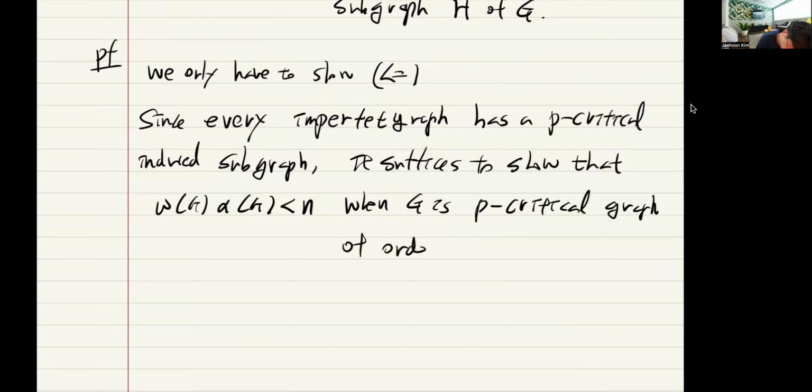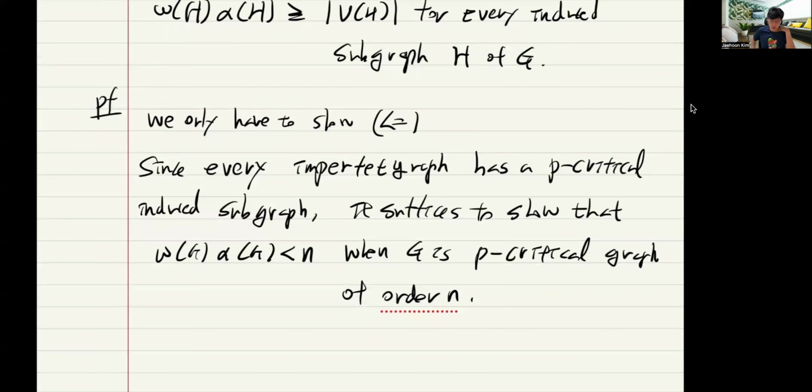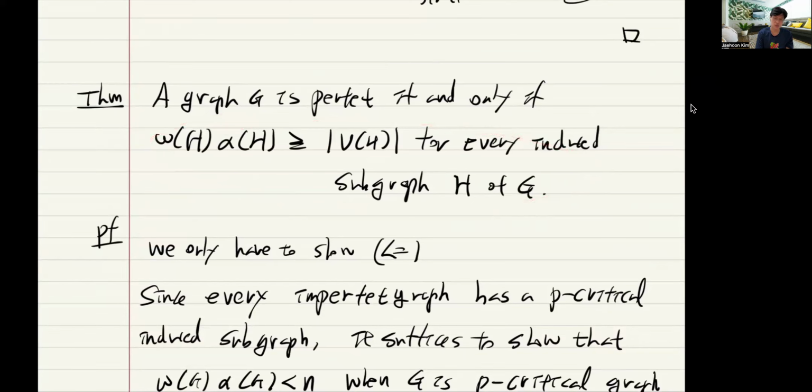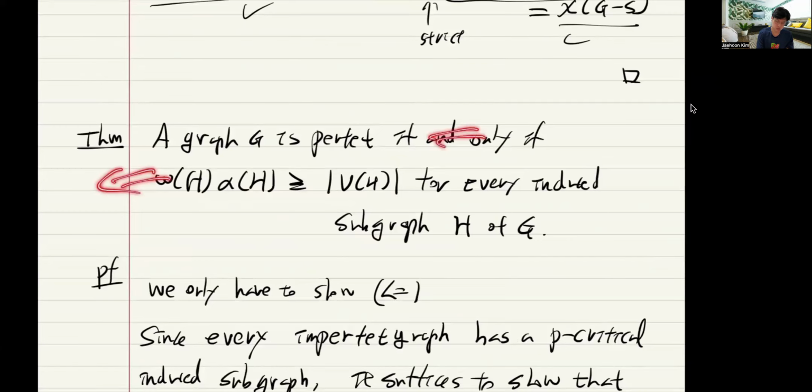Graph of ordinal. So if we prove this, it's sufficient. Because if some graph is not perfect, then you must have a smallest not perfect graph. And that subgraph is P-critical in the subgraph of the graph. So we can just take that graph and assume that that's your G. And then for that, if this equality holds for all H, that means G does not contain a P-critical induced subgraph. That means G is perfect. So if we show this, then this implication holds.